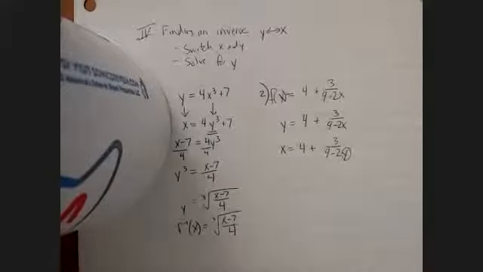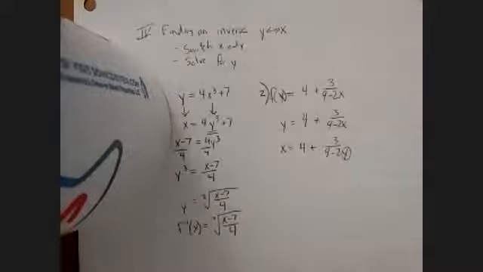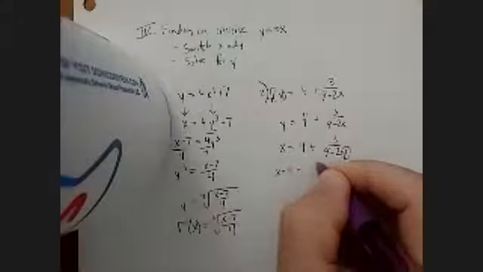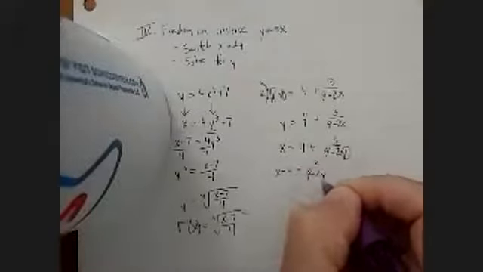First thing we'll do is move that 4 over. So it's just going to be peeling it away until we get y by itself. There's no magic to it. So x minus 4 equals 3 over 9 minus 2y.